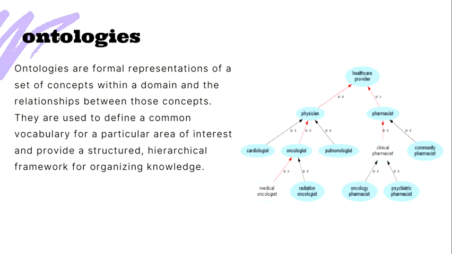Ontologies. Ontologies are formal representations of a set of concepts within a domain, and the relationships between those concepts. They are used to define a common vocabulary for a particular area of interest and provide a structured hierarchical framework for organizing knowledge.